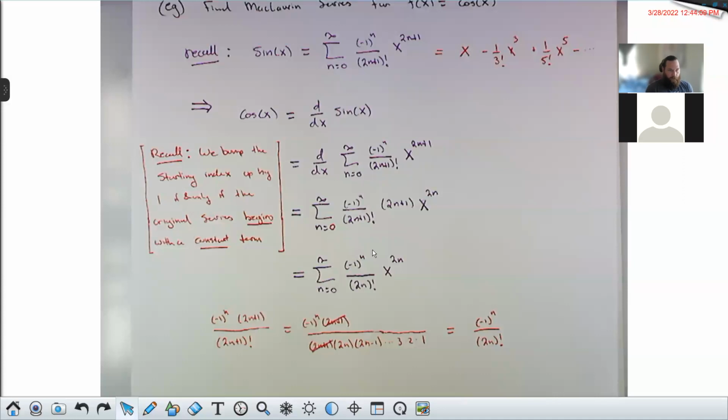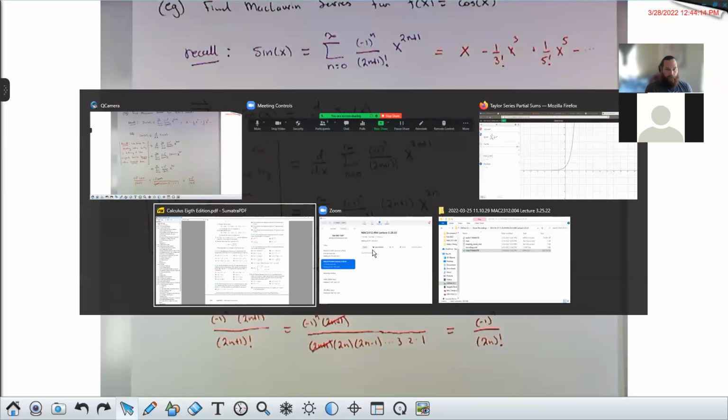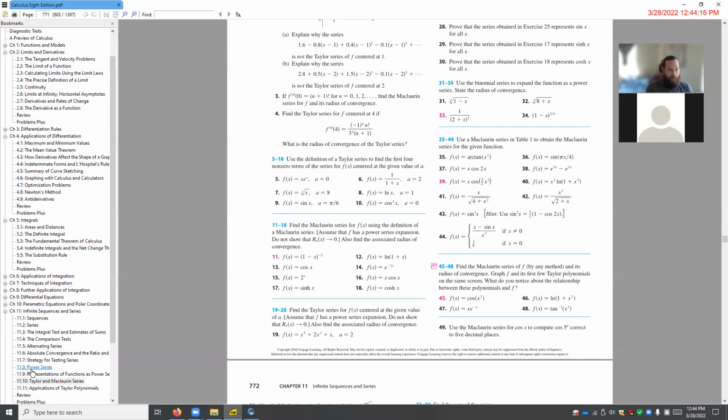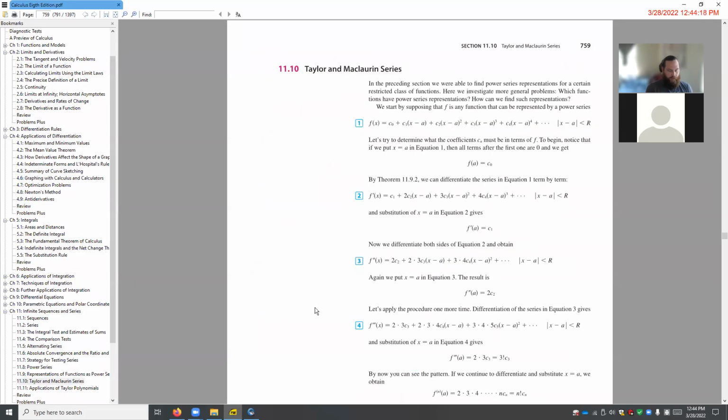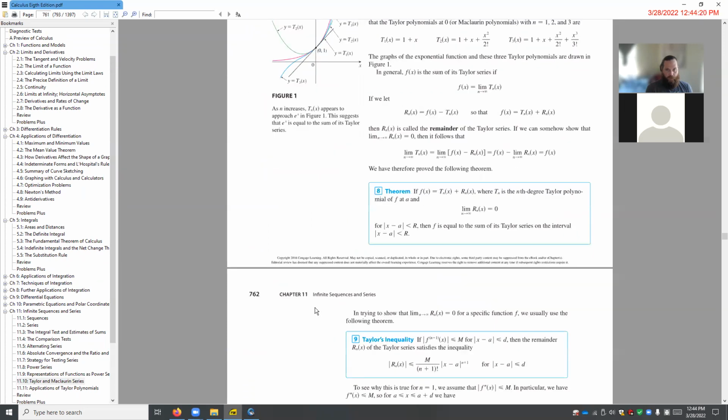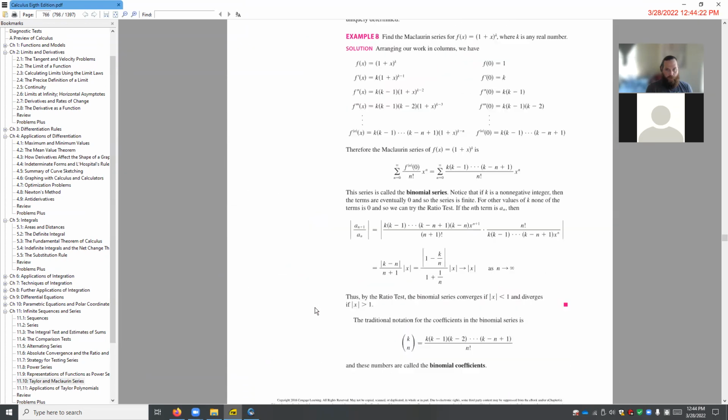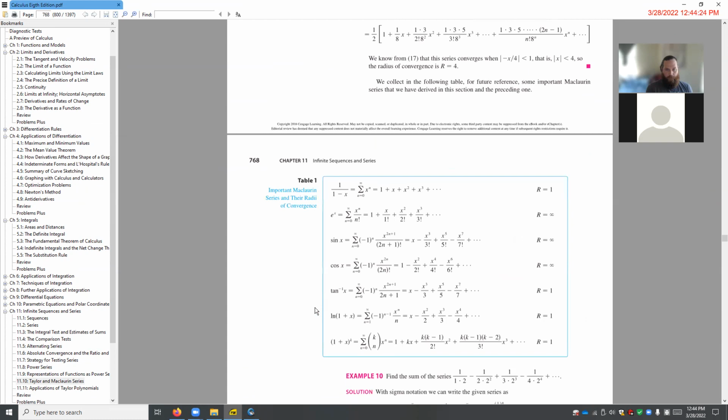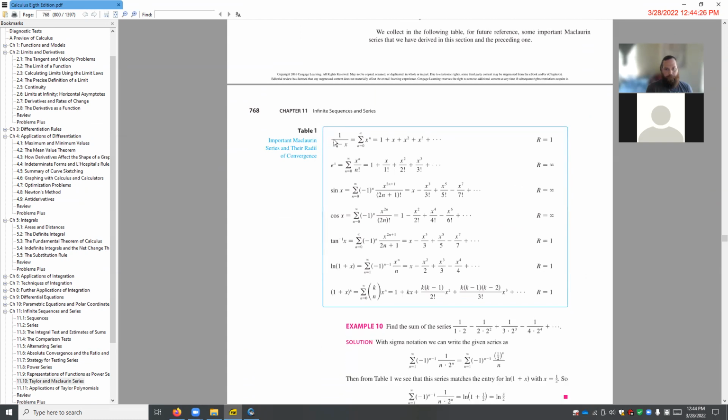The following series you need to memorize forever and ever. I'm here in the textbook, section 11.10. Here they are. So it's page 768 in your book. You've got the geometric series, e to the x, sine x, cos x, inverse tangent, natural log of 1 plus x. This bottom one, you don't need to worry about.